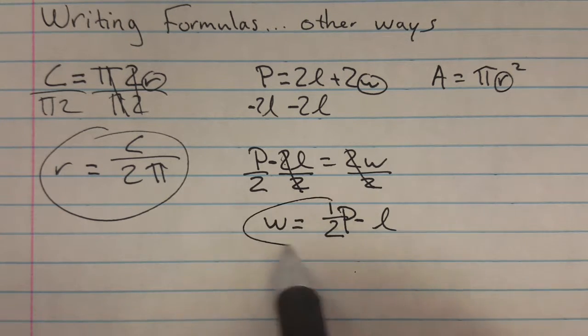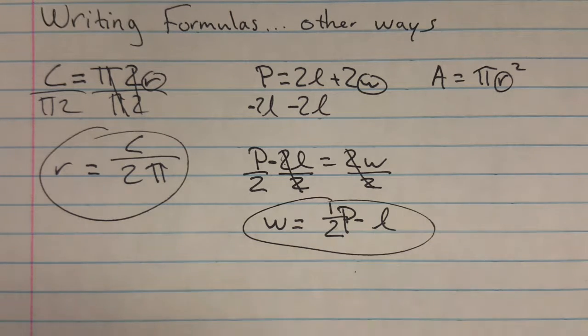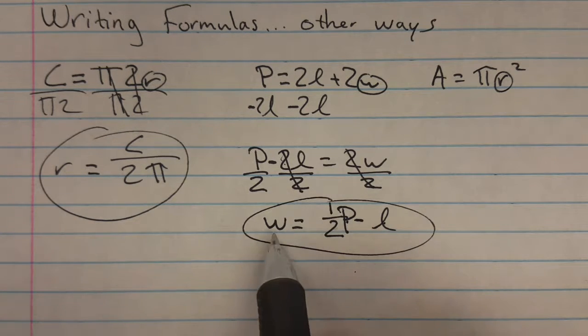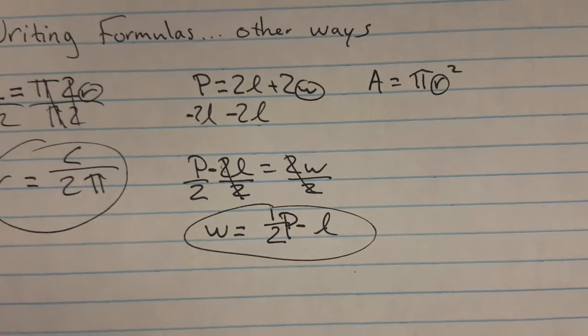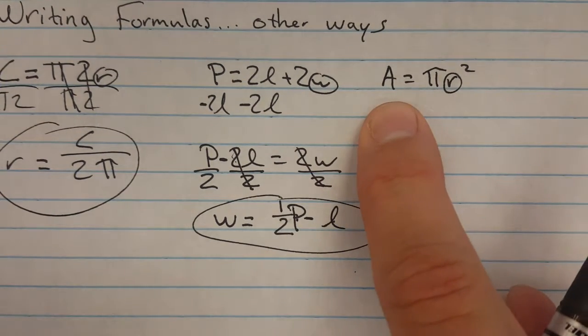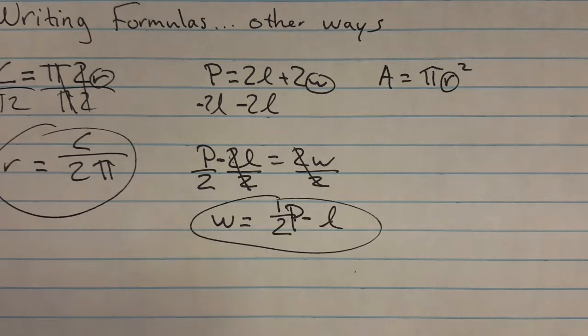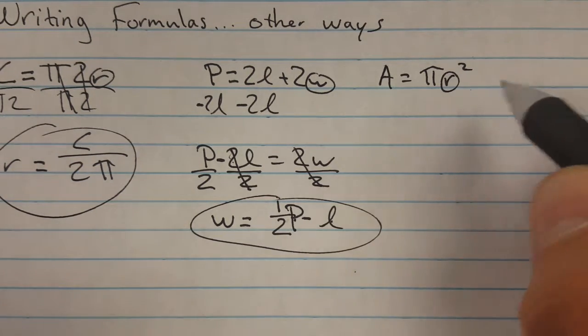So when would you use this formula? Well, if you have the perimeter and you have the length, you can work backwards to find the width really quick. So the width is going to be half the perimeter minus the length. Okay. Circle. Let's say you already have the area of a circle. You have to work backwards to find the radius. Well, let's solve for r.